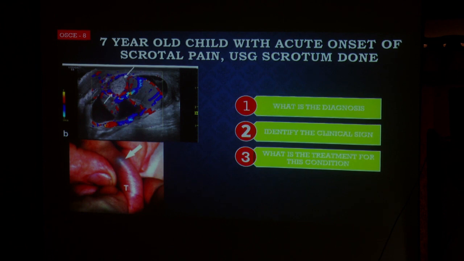What is this sign? What color are you seeing here? Yeah, this is the blue dot sign. After the torsion of this appendix of the testis, it will become blue in color because of the lack of vascularity, and you will be able to see a blue dot sign. And what is the treatment for this patient? Do we have to take this patient to OT?